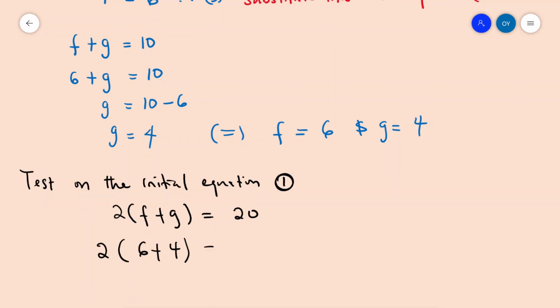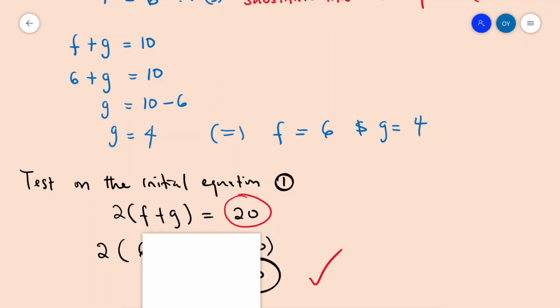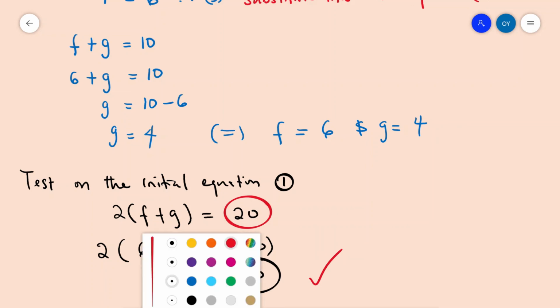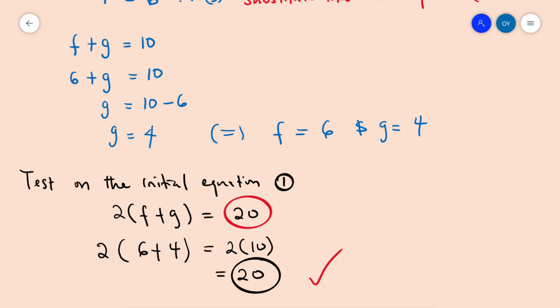Now let's test on the initial equation 1. You could test on equation 2 as well. So we have 2(f plus g) equals 20. So this becomes 2(6 plus 4), and this becomes 2(10). That's 2 times 10, and 2 times 10 is 20. So we have it to be 20, and that's correct.